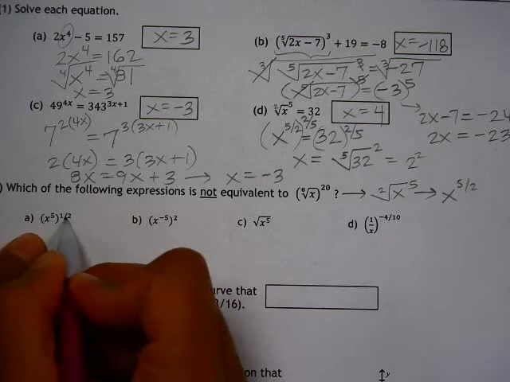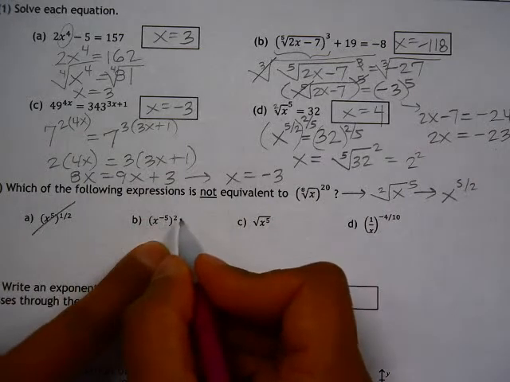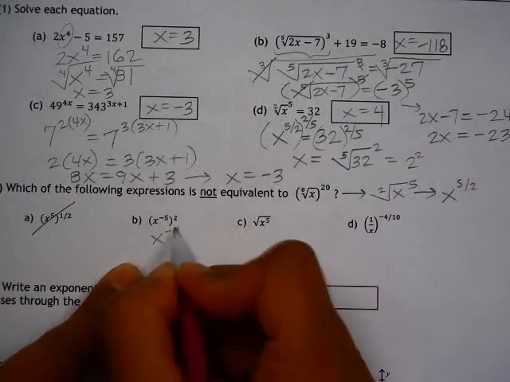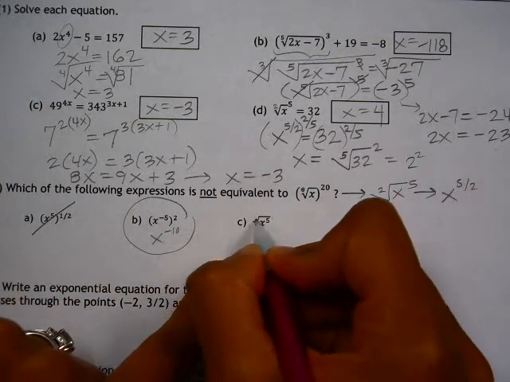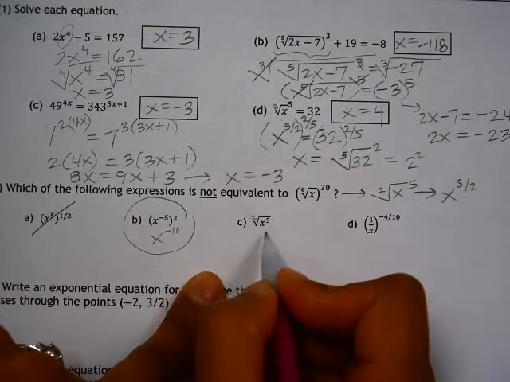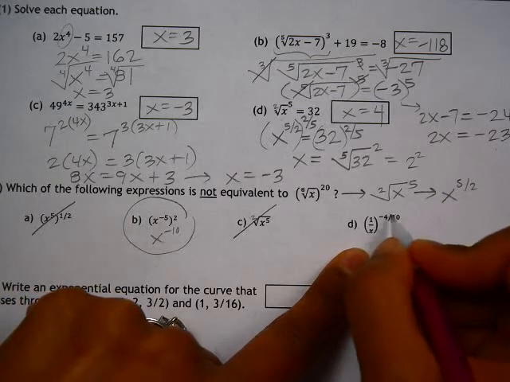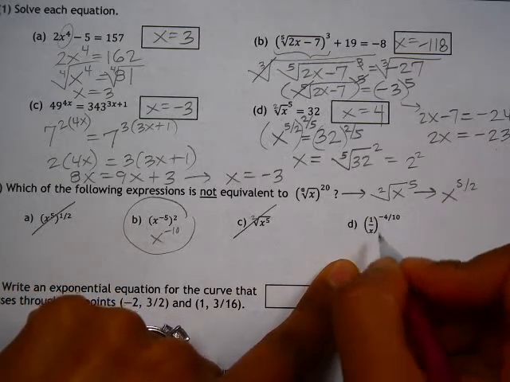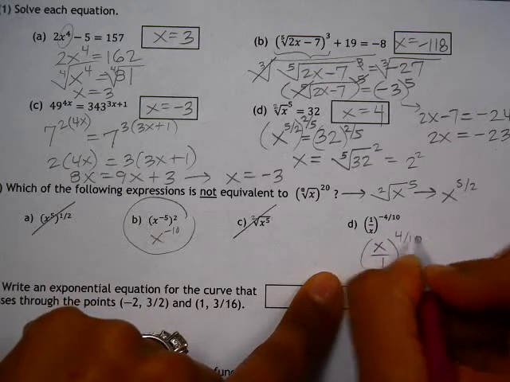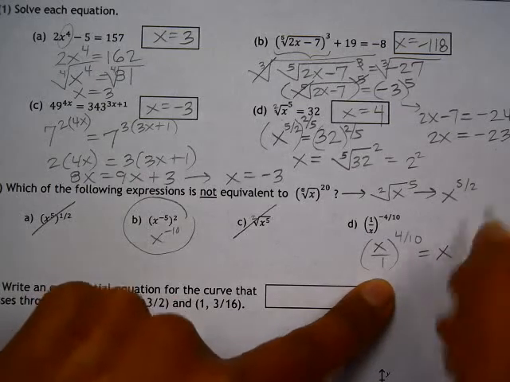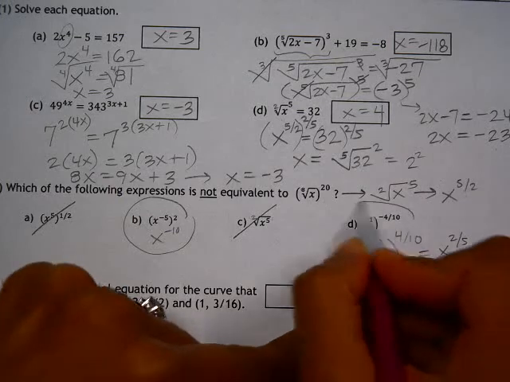5 times 1/2 is 5 over 2, so that is equal. Negative 5 times 2 is negative 10. x to the negative 10th is not equal to this. Here we have an invisible 2 here. The square root of x to the 5th is the same as this. Here we have 1 over x to the negative 4/10. That is the same as the reciprocal of this, x over 1 to the positive 4/10, which is equal to x to the 2/5. This expression is not the same as what we started with.